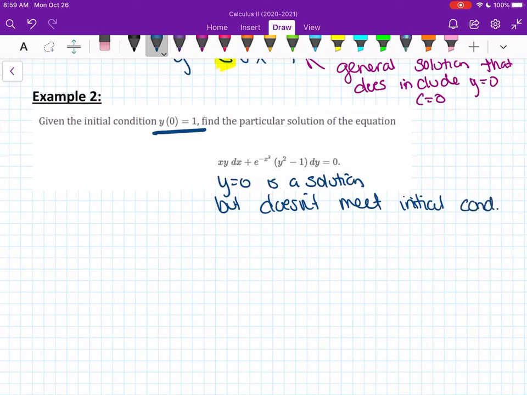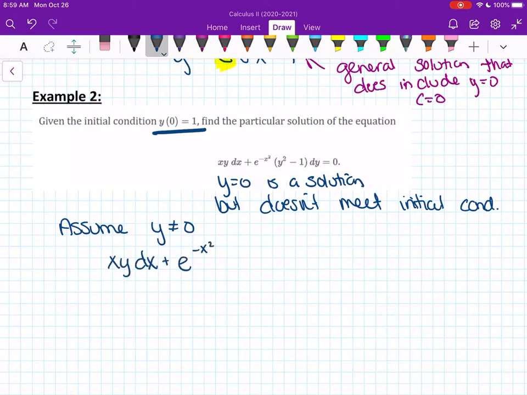I think there's another I in initial. There we go, initial condition. Great. So we don't really need to worry about that. So we're going to assume y is not equal to 0. Okay, so let's get started.